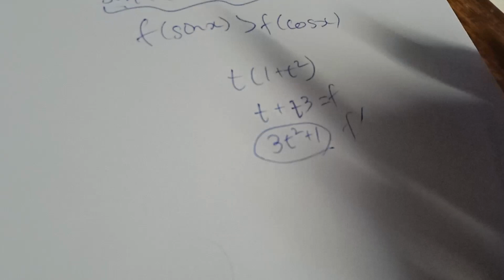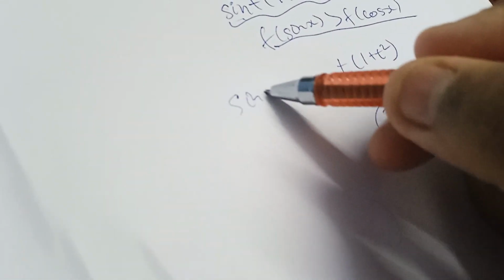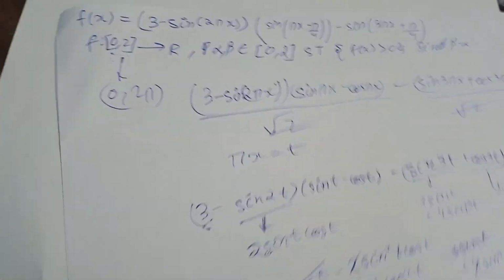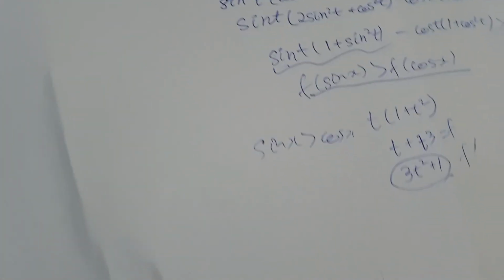So I can say if f of sin x is greater than f of cos x, then sin x must be greater than cos x. And we want to compare in what range. In the starting I mentioned that if I am going with the t expression, then this domain has become 0 to 2 pi. So sin x is greater than cos x.